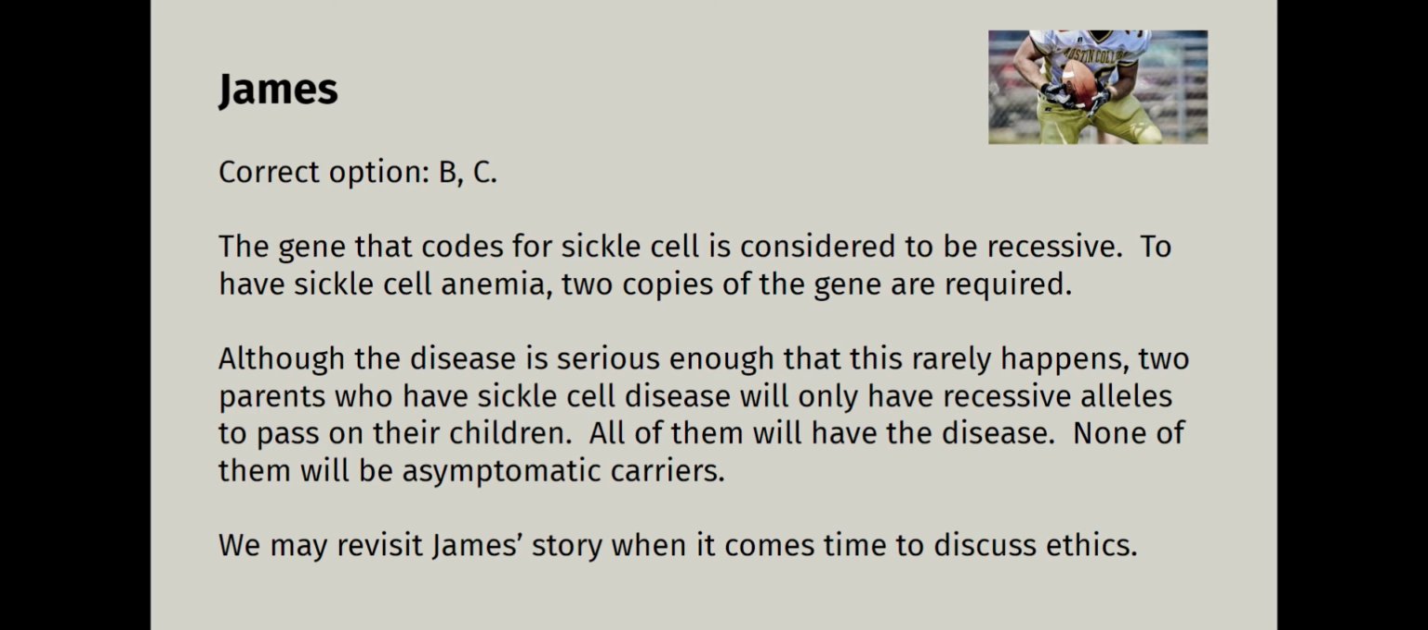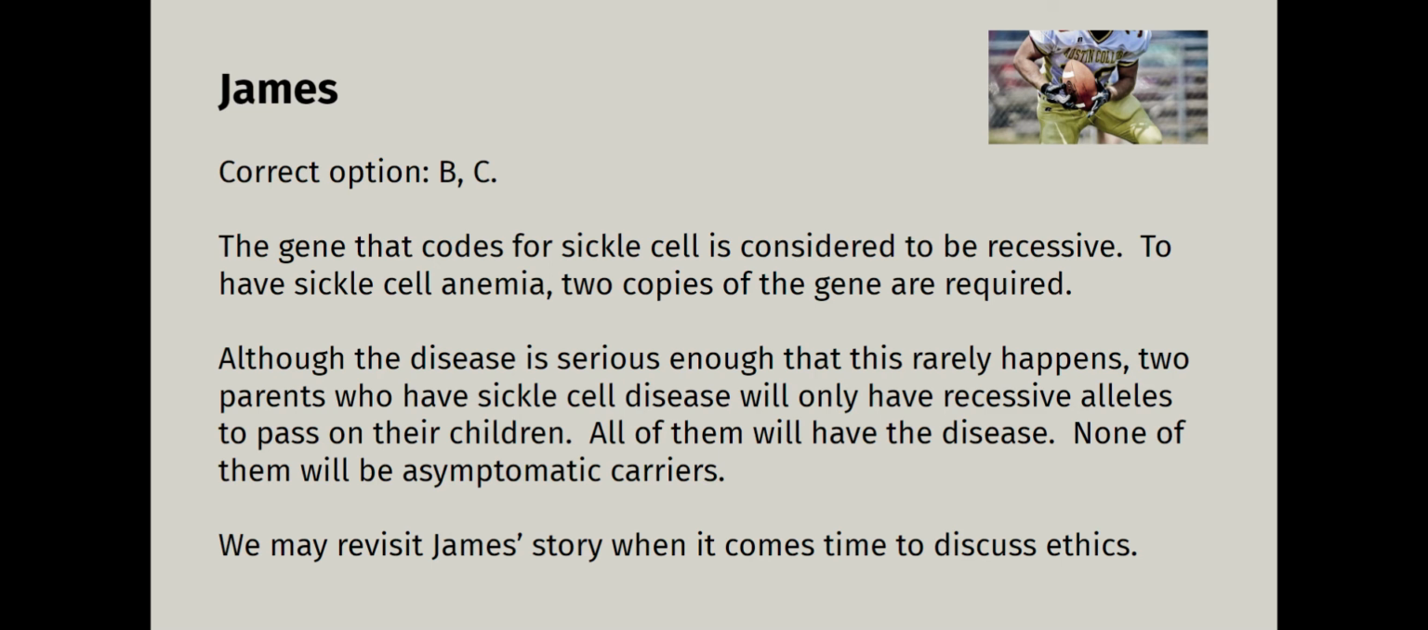So the gene that codes for sickle cell we know is considered to be recessive. I know this is a little redundant. We've heard it before, but to have sickle cell anemia, you generally need 2 copies of the gene. And that's a pretty serious situation. Rarely do we see people who both have sickle cell anemia and decide to have babies and end up with all children affected by this disease, because the only alleles they have to pass on are all recessive and code for that sickle-shaped red blood cell. None of them will be asymptomatic carriers, so they won't carry the trait. So A is out. They cannot create a carrier.